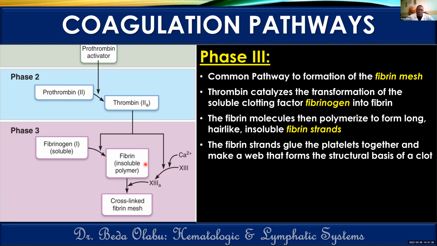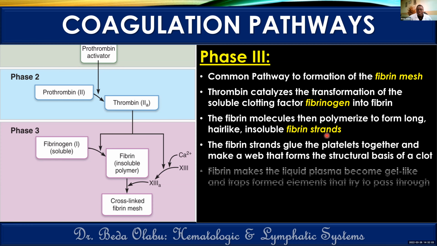These fibrin strands are the ones which help to glue the platelets together. Remember, we're talking about hemostasis, and so there was a platelet plug formation. The fibrin strands are the ones that help to glue the platelets that are aggregated together, so that the clot becomes structurally stable. And so this actually forms the structural basis of a clot, that the platelet plug, the aggregated platelets have now been held, glued together with fibrin strands.